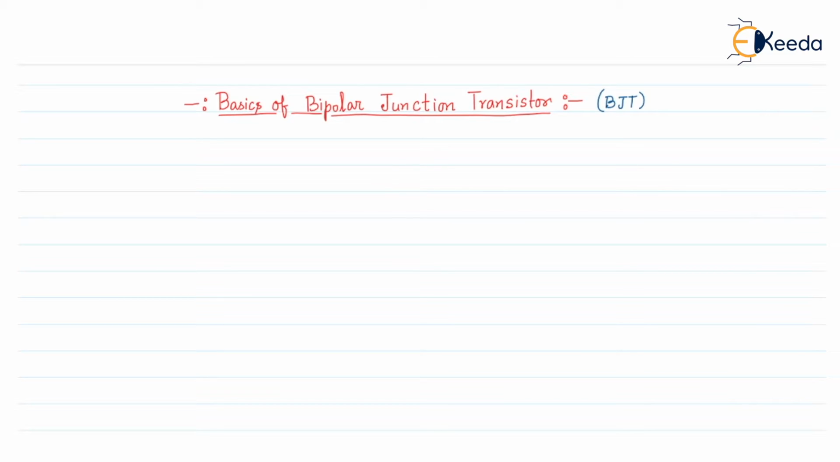Each part of this device, that is the bipolar junction transistor, has a meaning related to the structure and the principle of operation. The first word, bipolar, signifies that the transport of charges, that is the transport of charge carriers, is both due to electrons and holes. That's why the name bipolar.